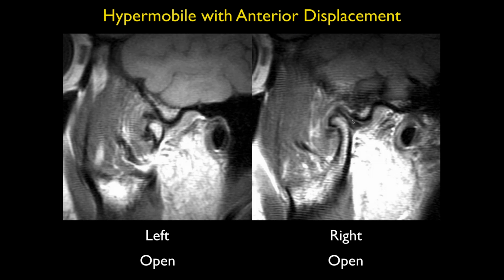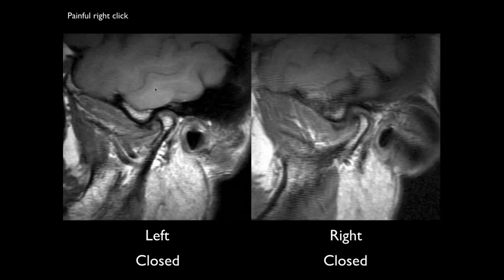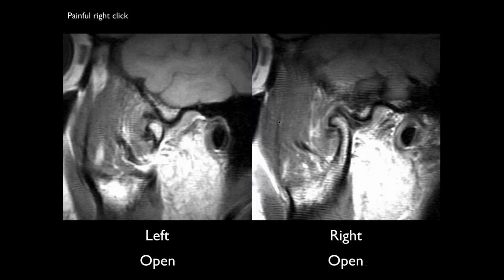So the primary reason we were doing the MR scans of the temporomandibular joints was really to look at disc disease. And there are a lot of ways to look at it. There are both direct signs and indirect signs. The direct signs that you can comment on are the morphologic appearance of the disc. If it's crumpled, which is what we can see, this is kind of a crumpled disc here. This is the one that captured it as normal.